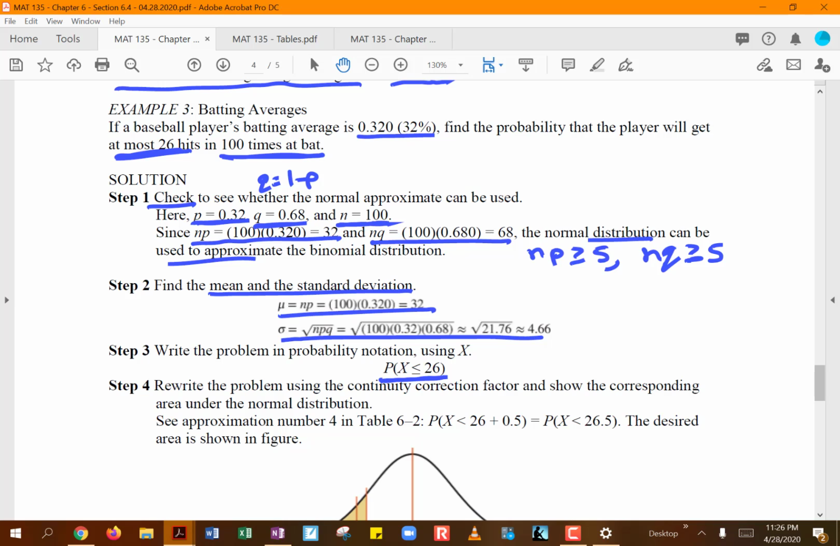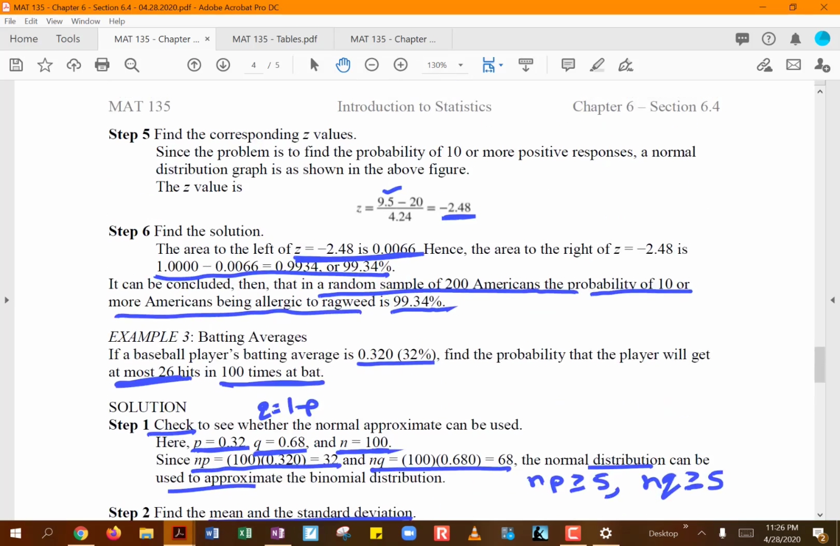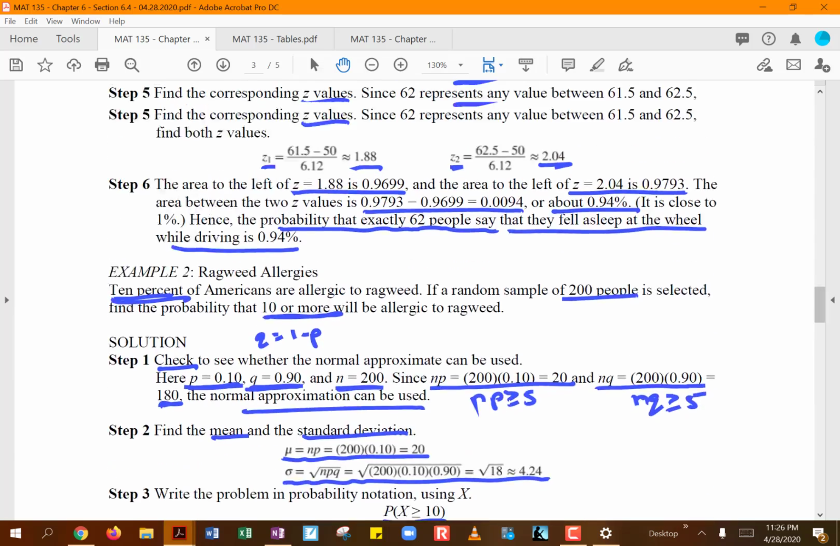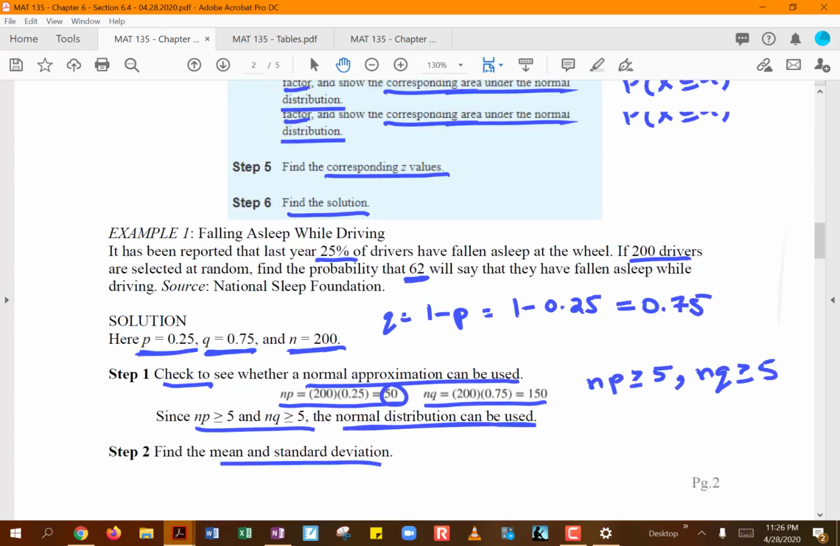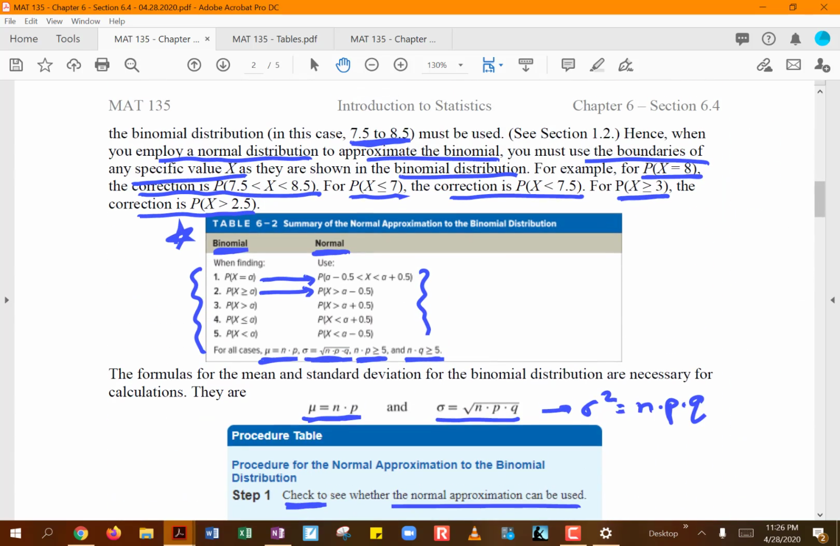So for our continuity correction, let's go back to this table over here, and this time we are looking at the probability of x being less than or equal to 26. So you're looking at case number 4. So this is where you take your value and add 0.5 to it.